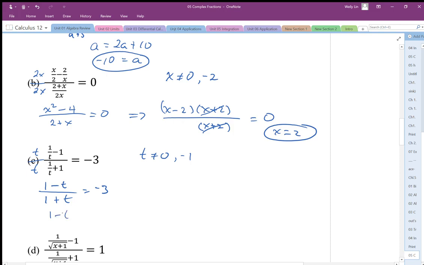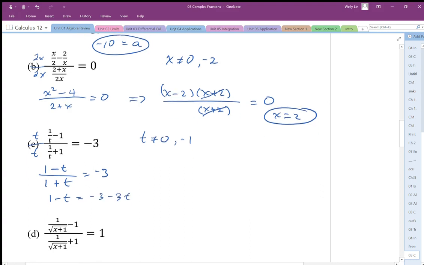So I get 1 minus t is equal to -3 minus 3t. Solving this equation, I get 2t on this side, -2 on this side. t is equal to -1. Oh, we can't have that. So that is, oops, that's not -1, is it? That's going to be t is equal to -2. Okay, so there's my solution for that equation.